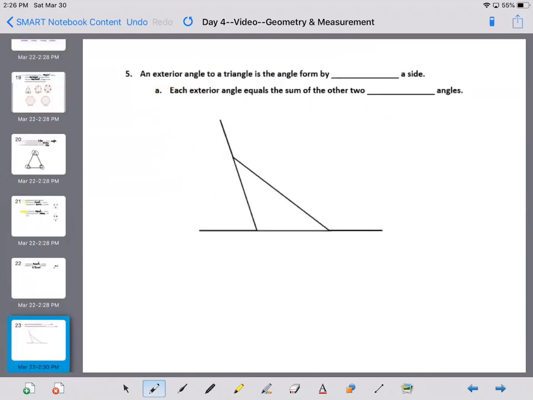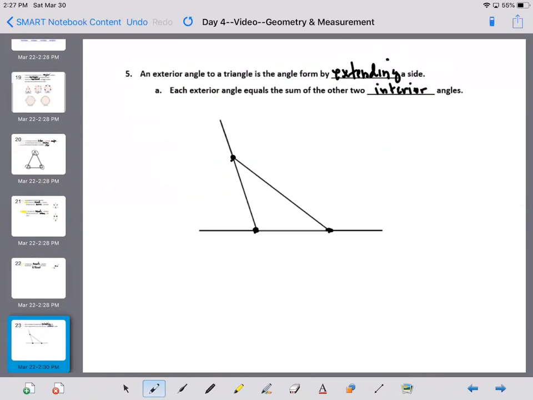Now with a triangle, we can extend the lines, so you can kind of see the endpoints here, the vertices. An exterior angle of a triangle is the angle formed by, like I said, extending a side. And each exterior angle is going to equal the sum of the other two interior angles. We'll look at this in just a moment.